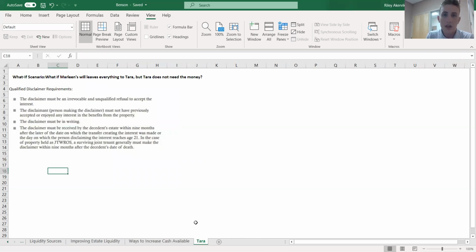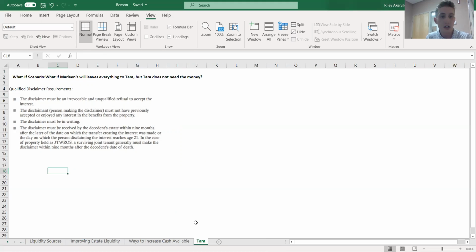All right, and one last sheet here that we want to take a look at is with Tara. So Tara, we wanted to discuss a what if scenario. If Marlene were to die, her will does leave everything to you, but let's say you don't want that money. So what this would be called is a qualified disclaimer, and there are some requirements within that. So first, the disclaimer must be an irrevocable and unqualified refusal to accept the interest.